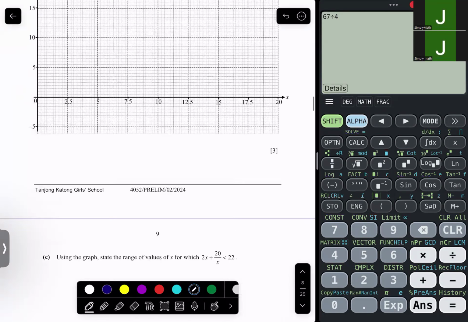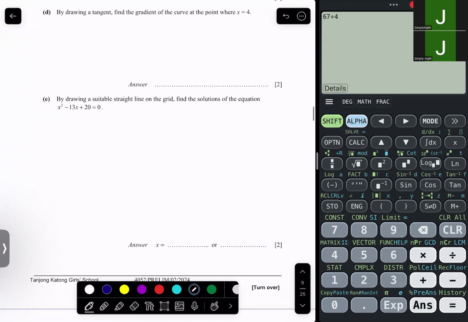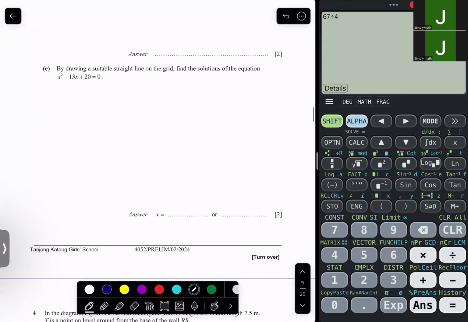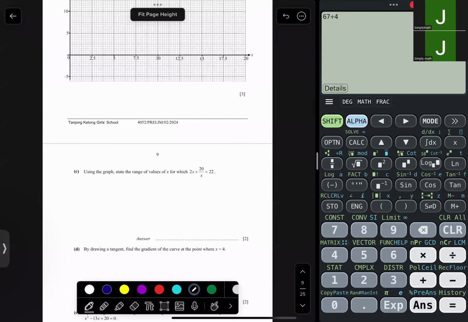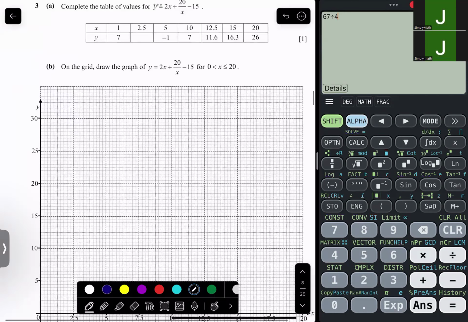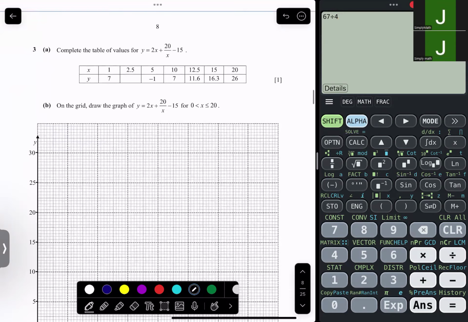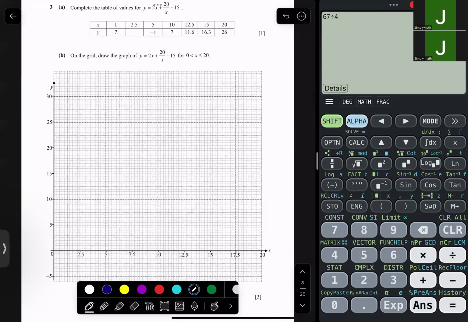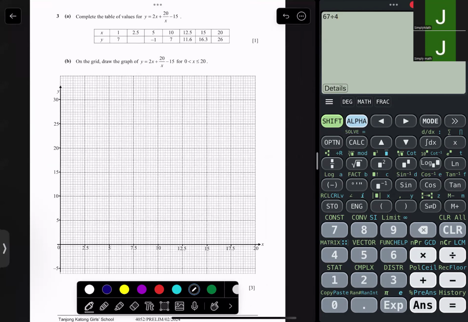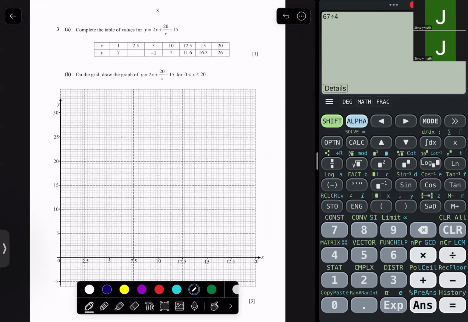I'll probably skip the graph questions. But even though I skip the graph questions, wait, actually, you know what? The questions are actually quite good, so maybe I'll do it.